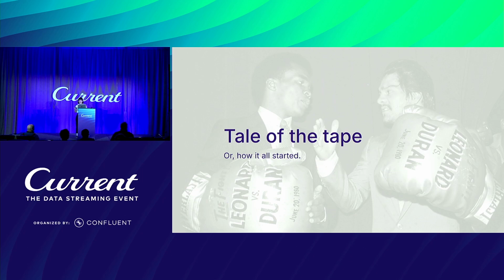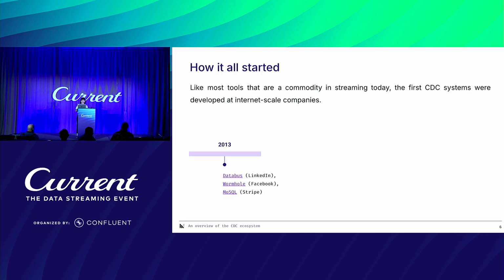To understand where we are today with log-based CDC, it's worth looking at how it all started. I couldn't really find this timeline documented in one place, so I threw a timeline together in the slides. Like most tools that we're all using today in streaming, the first CDC systems were developed at internet-scale companies. The first evidence I could find of a CDC system being written about publicly was for LinkedIn. They open sourced their internal CDC platform in 2013. This was not long after they put Kafka out into the world, just a few years before.